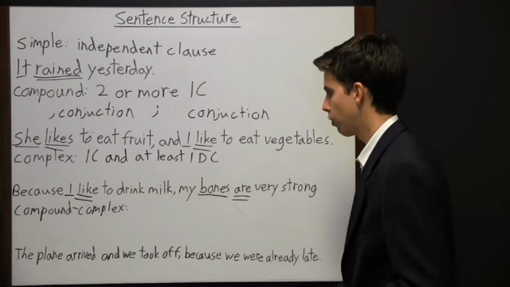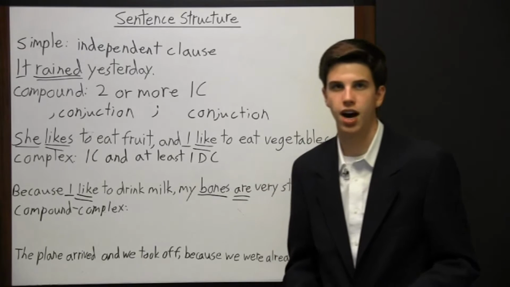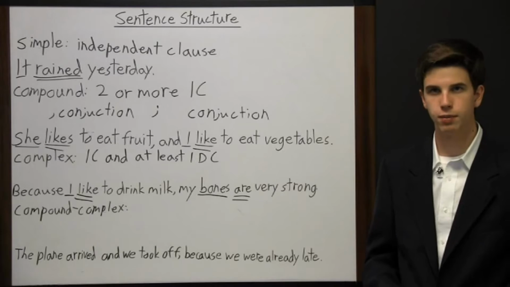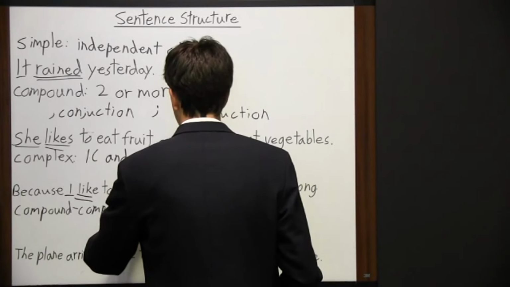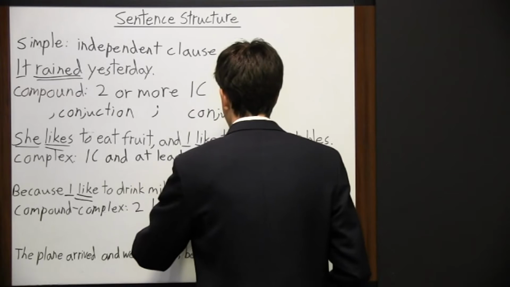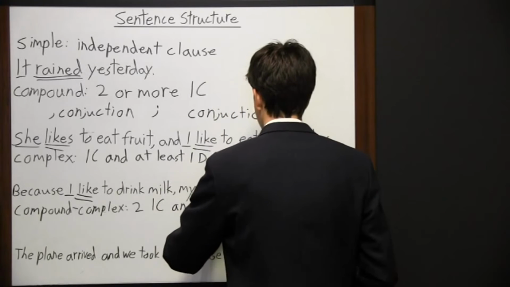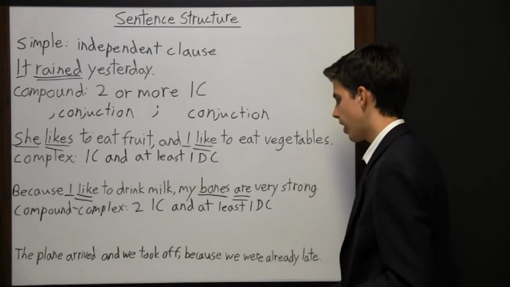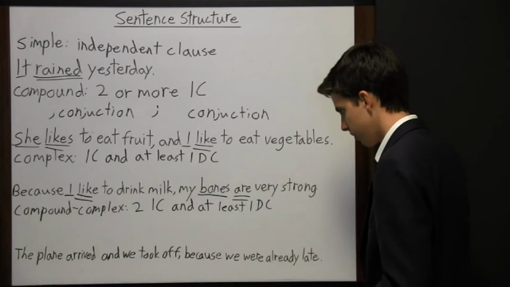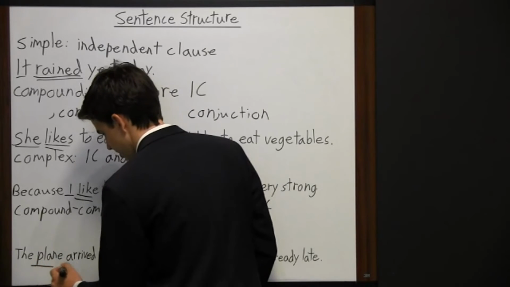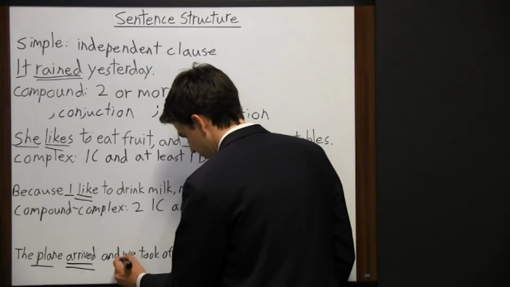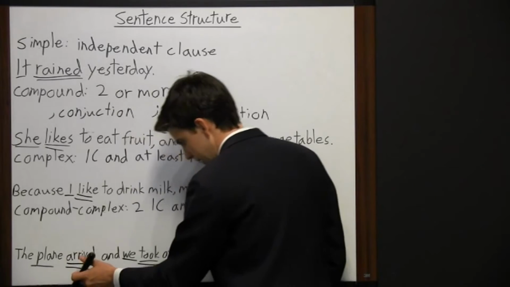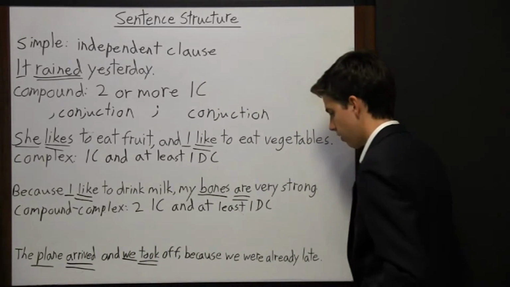Now finally, we get to the fourth sentence structure, which is a compound complex sentence, which is two or more independent clauses plus one or more dependent clauses. So we have two independent clauses and at least one dependent clause. And so an example of that is the plane arrived and we took off because we were already late. So right here we have plane as the subject and arrived as the verb. And then here we have we as the subject and took as the verb. So this is an independent clause right here because it can stand alone. And this is an independent clause.